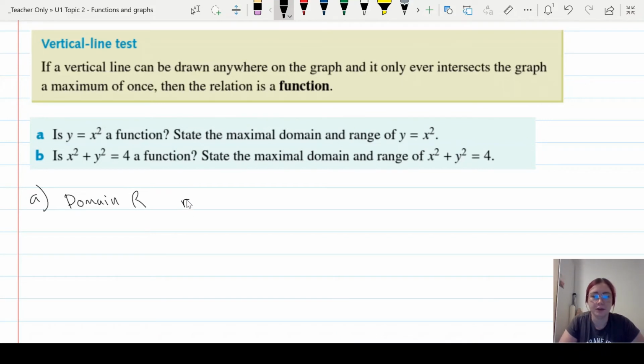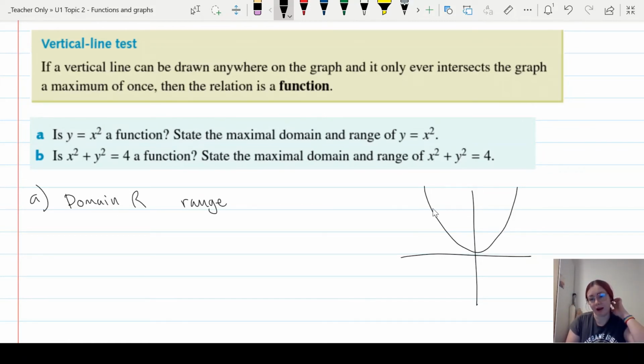The range, if we think about what the equation actually looks like, y equals x squared is our basic parabola, roughly like that. That range is going to be between 0 and infinity, because it's going to have a turning point at 0, but it's going to keep on going forever upwards.